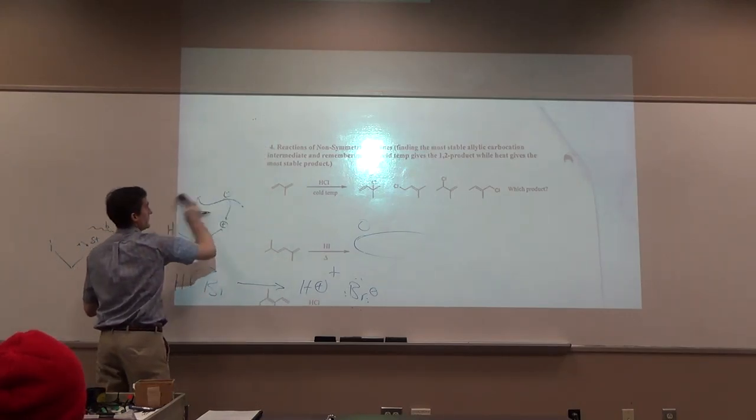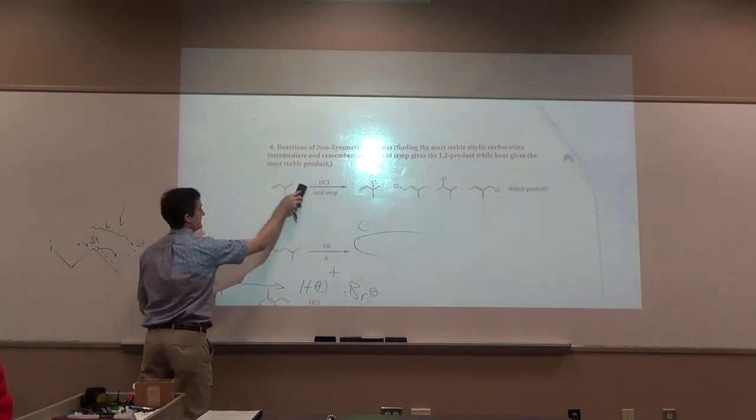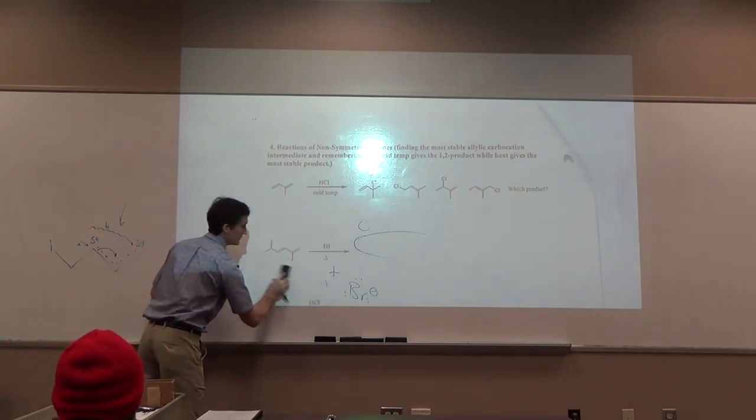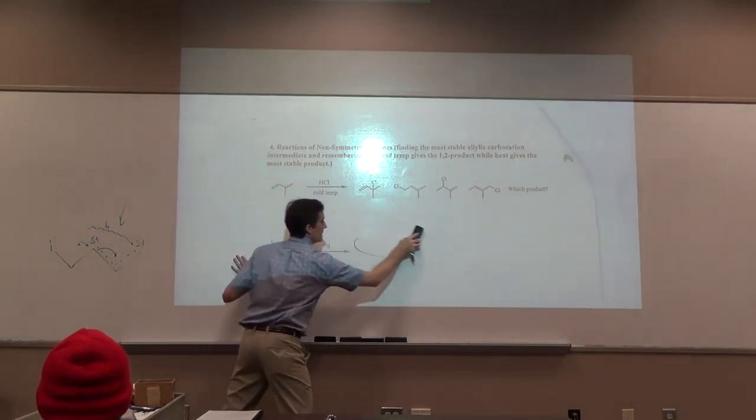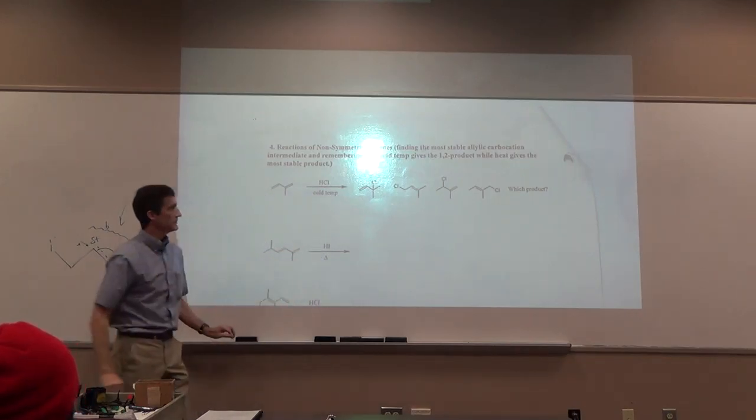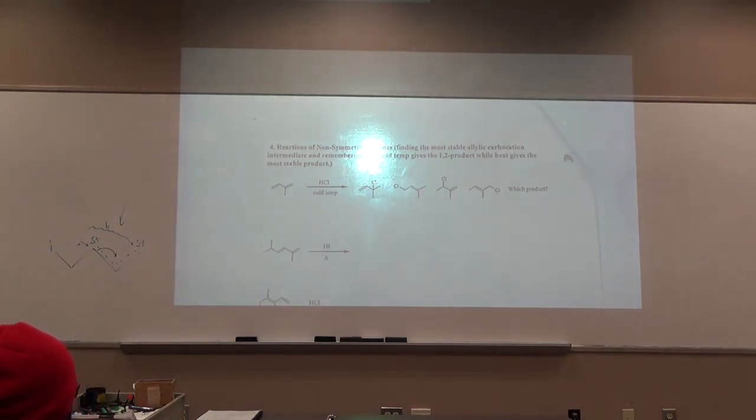Okay, what if you react isoprene with HCl? Well, it's a good old alkene reaction, but you've got two different alkenes. Which product's going to be formed? First off, what conditions are we under? Because we can get two different products depending on the conditions. Cold temperature. Which product are you going to get? Kinetic or thermodynamic? Kinetic. Okay, kinetic would be, is that the 1-2 or the 1-4? 1-2, yes. That's right.